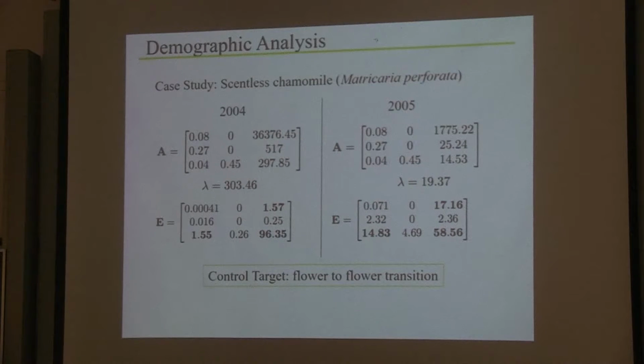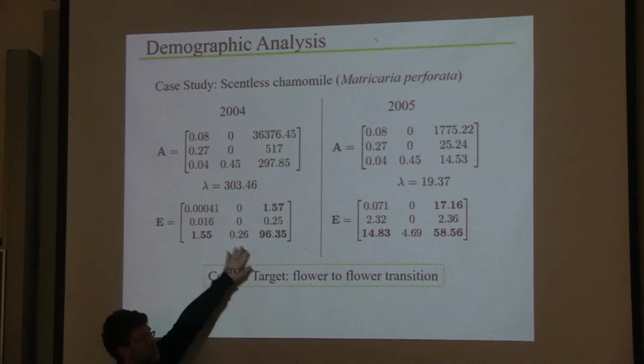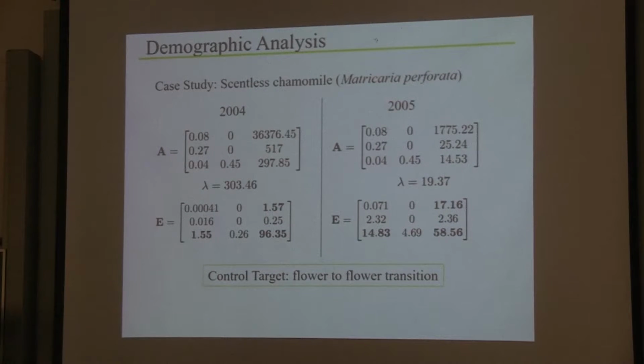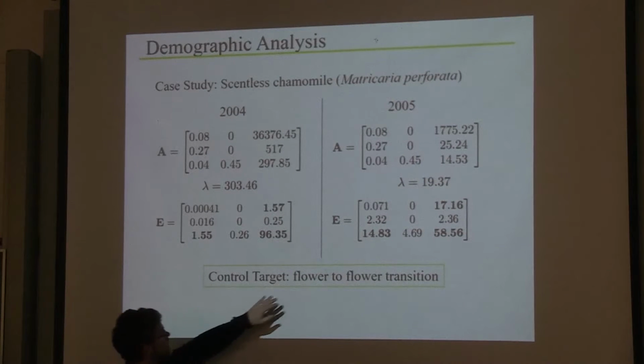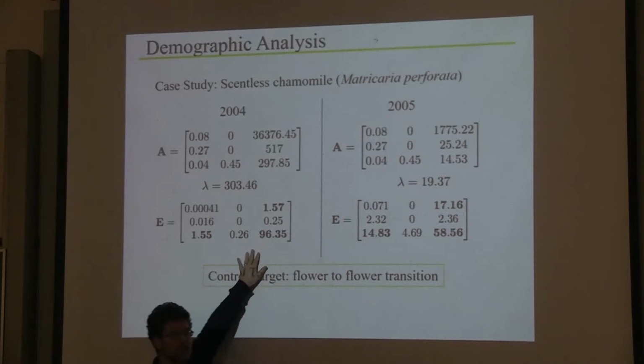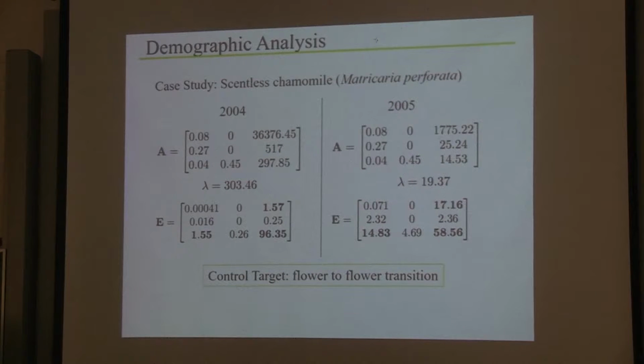This is an incredible invader, right? It has a lambda between 20 and 300, depending on what year. This was a colder year. This was a warmer year. The weather was better, okay?